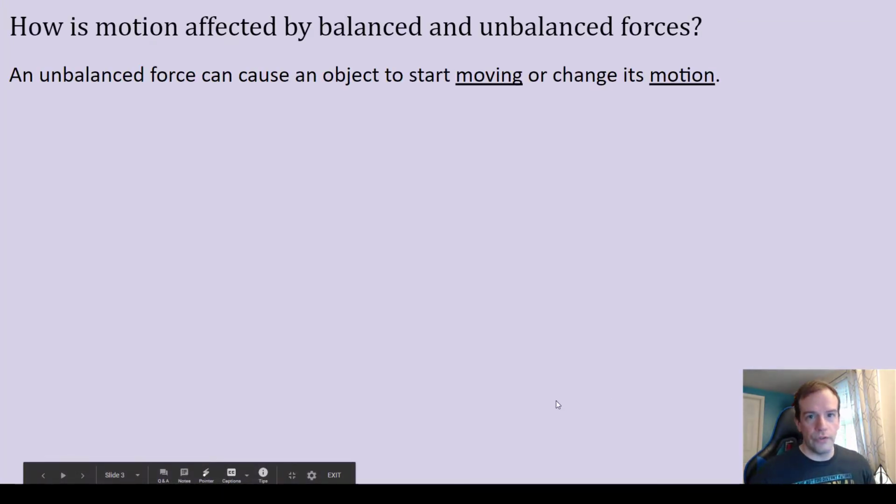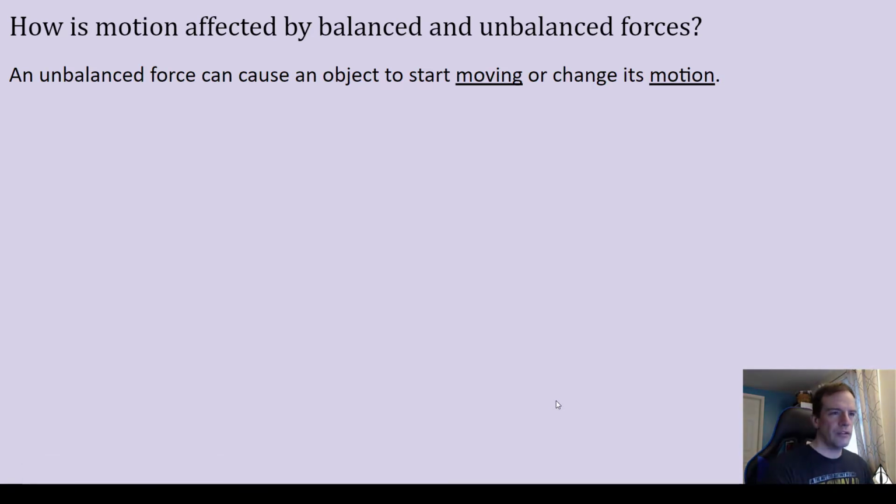Now, forces can either be balanced or they can be unbalanced. And an unbalanced force will cause an object to change its motion. It can set it in motion, it can slow it down, it can change its direction, and that is an unbalanced force. Let's take a look.